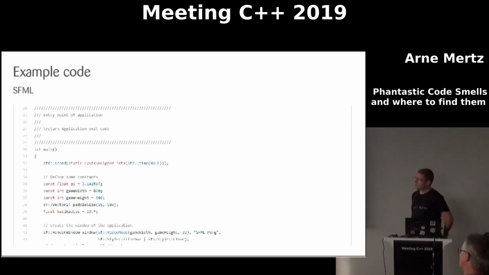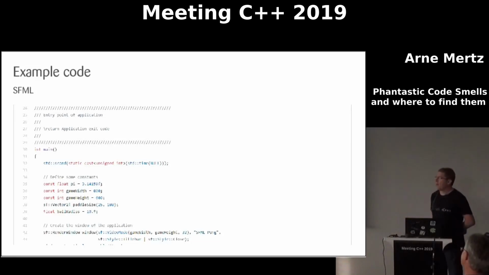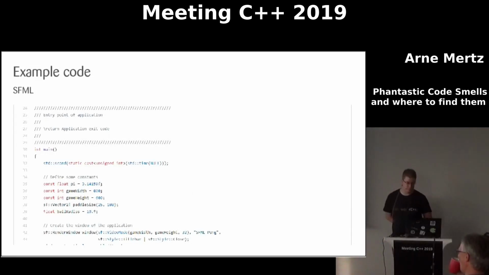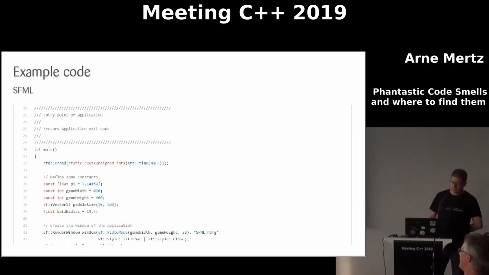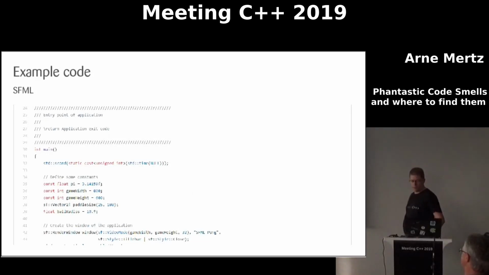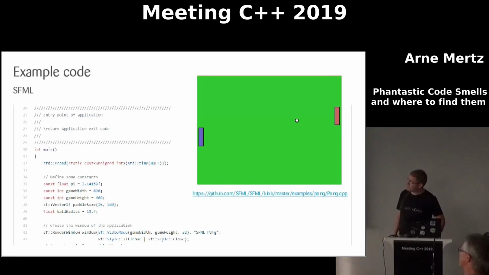So let's have a look at the code, see if you spot the problems. Okay. So this is about 240, 250 lines of code in the main function. The result looks like this. This is Pong. And this is the URL where you find the source code.